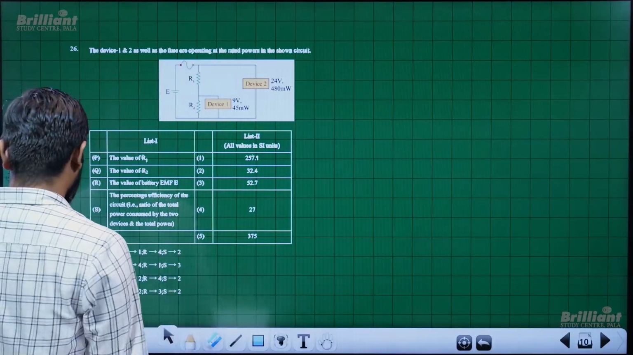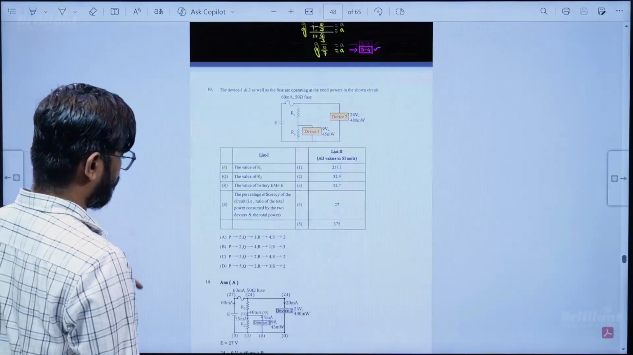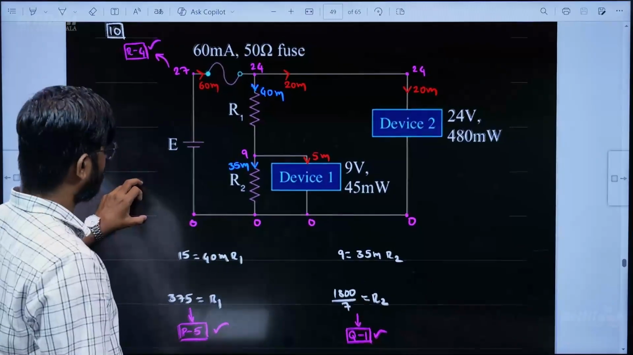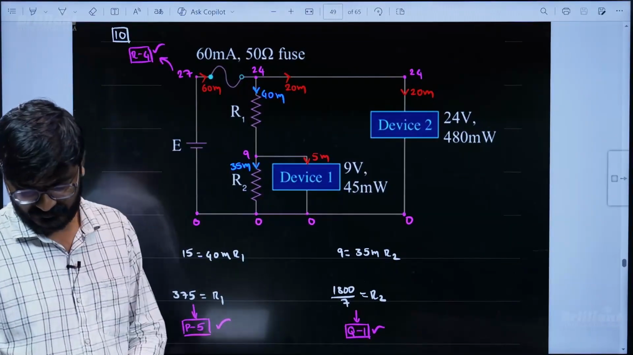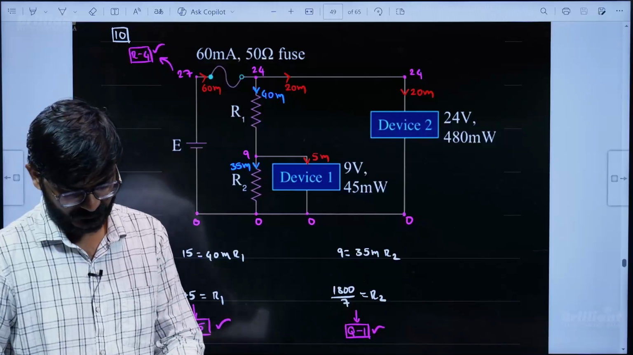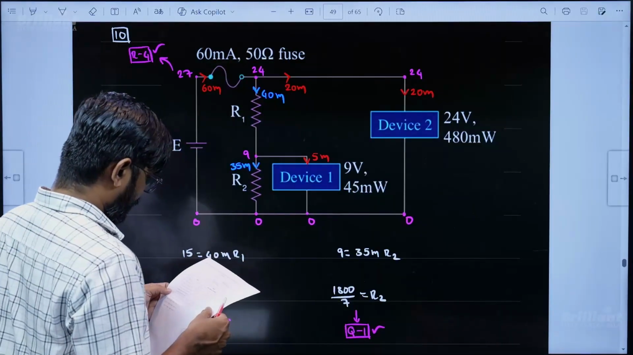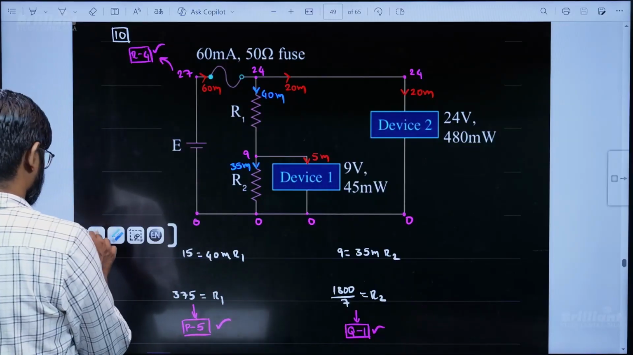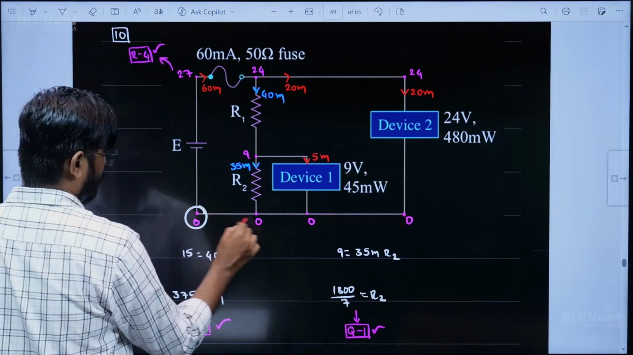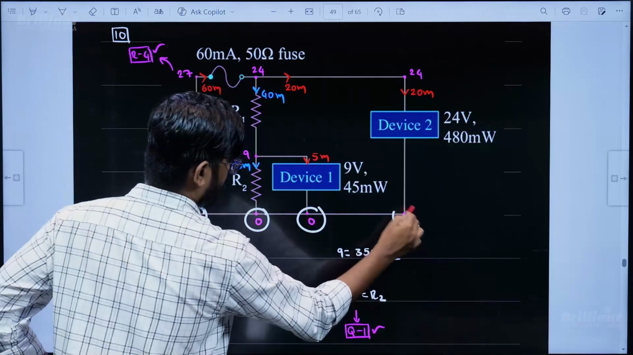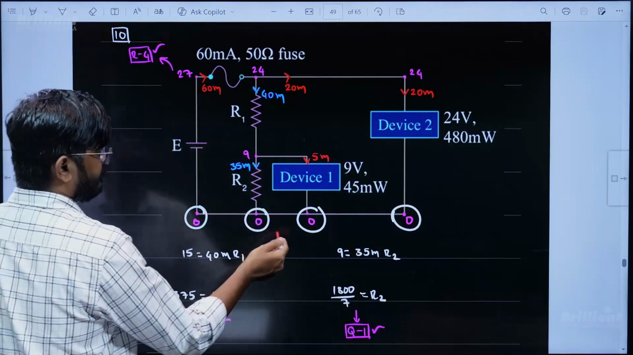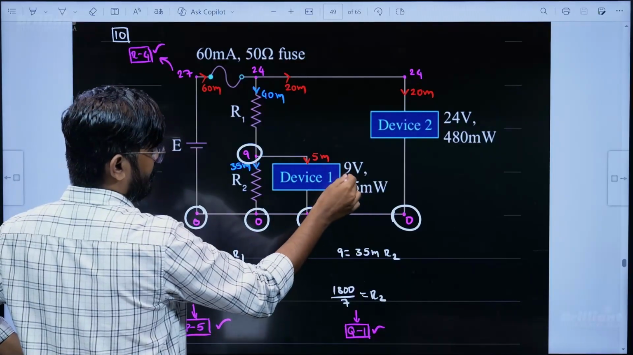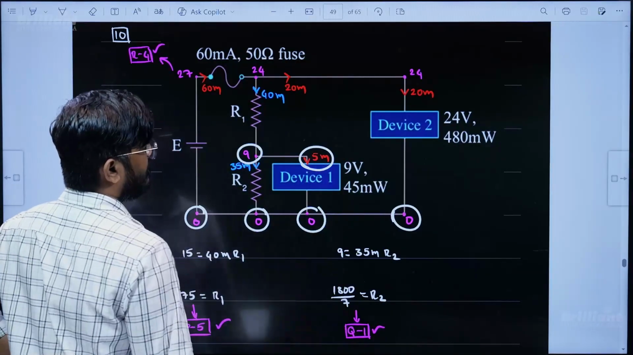Okay, so I think that's a very straightforward question. They have given some information. Let me read out the information. Let me round off everything we'll be using. Okay, rated powers were given. So if I take this as 0 volt, this is 0, this is 0, this is 0, then this is going to be 9 volt, 45, so the current is going to be 5.